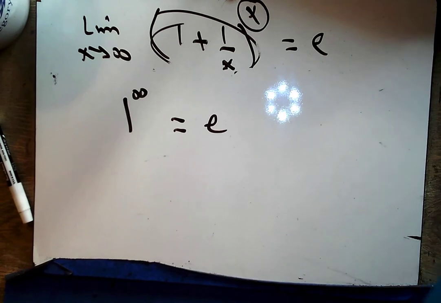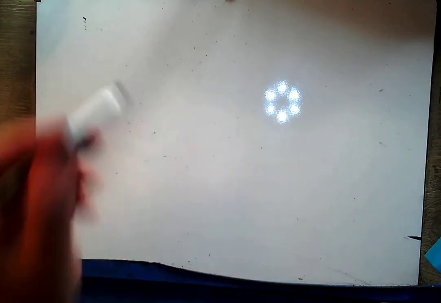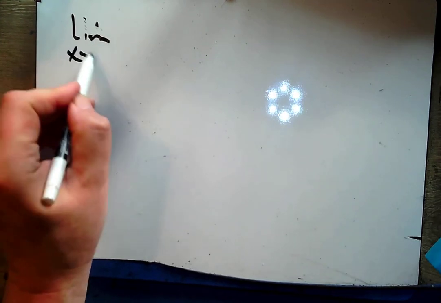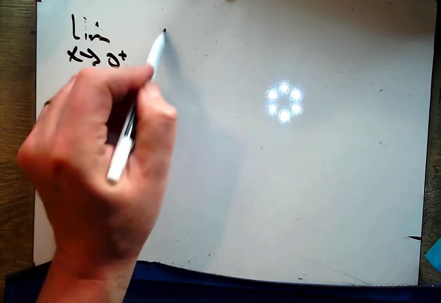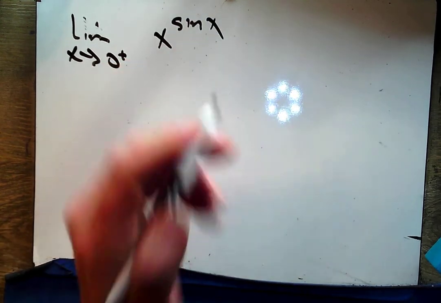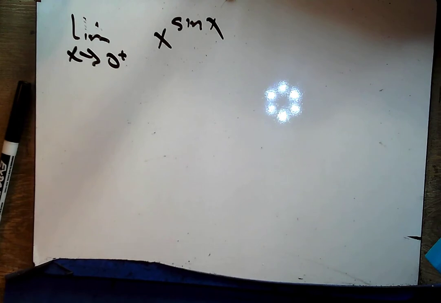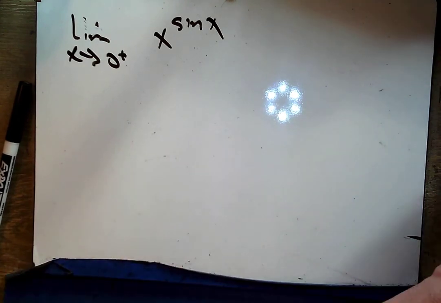All right, so how about you do a little practice with this one? The limit as x heads to 0 from the positive of x to the sine x. Okay, give it a try. See what you come up with.